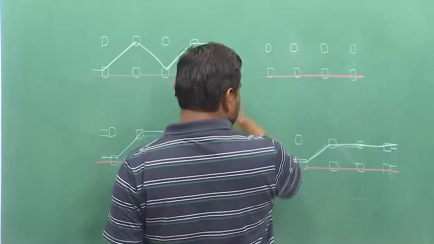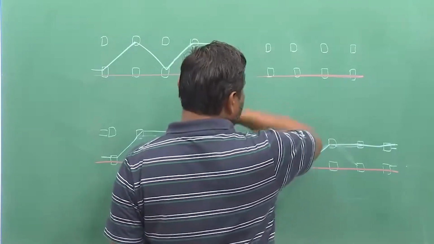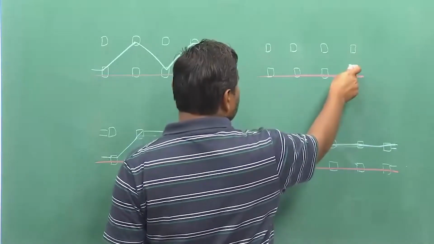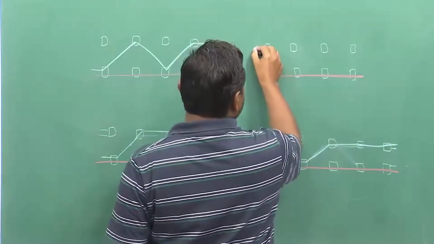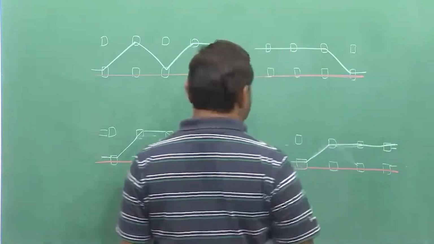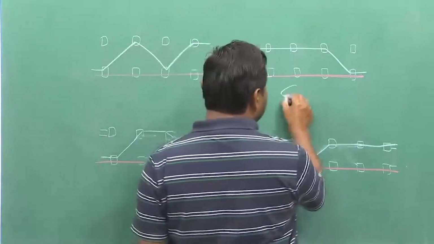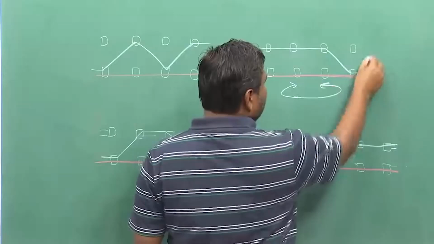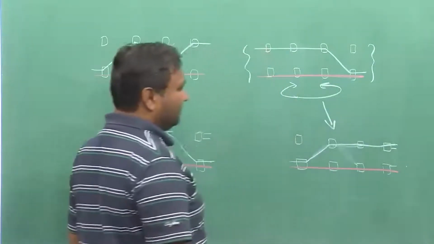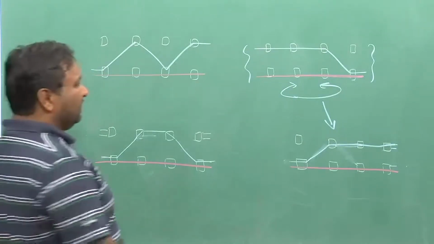I can try going first from the top side, and I can connect to this switch first. How can I do it? I can go straight and connect. But you can clearly observe that if I twist it around, make these the inputs and these the outputs, I will end up in this particular configuration. So, these two are equivalent states.